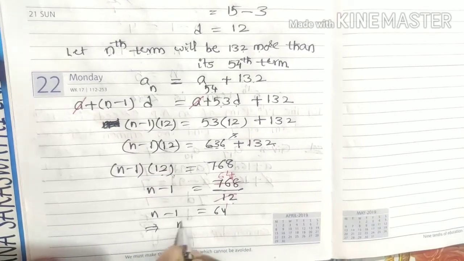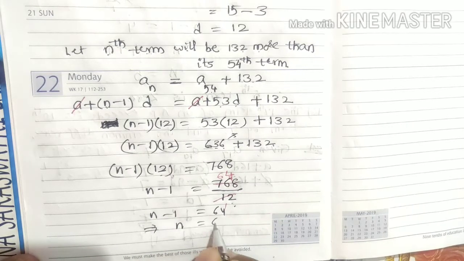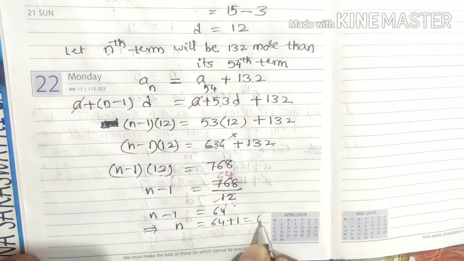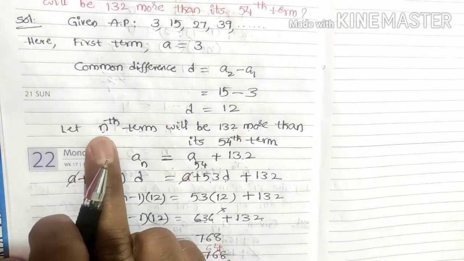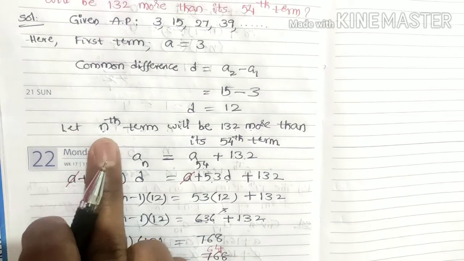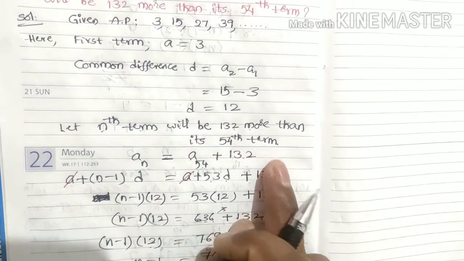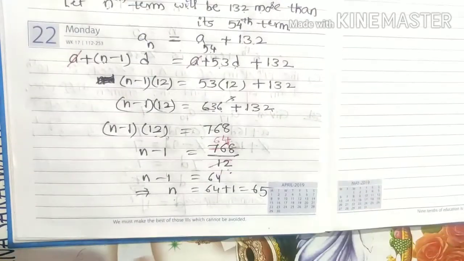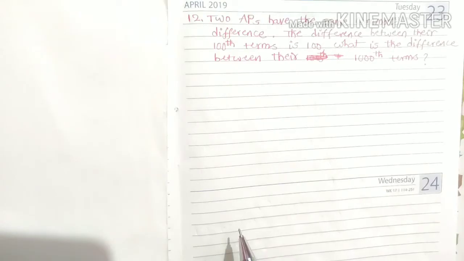That implies n is equal to, if you transpose minus 1 to RHS, it will be plus 1. 64 plus 1, that is 65. So n value is 65. So instead of n, if you write 65 here, we can write: 65th term will be 132 more than its 54th term. So the final conclusion line we will write: therefore 65th term will be 132 more than its 54th term.